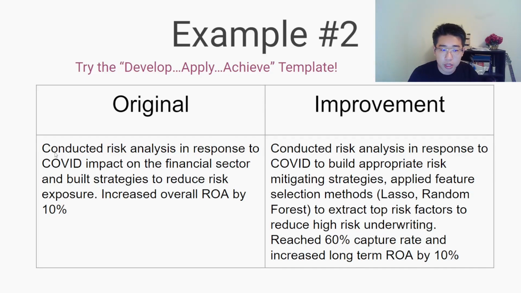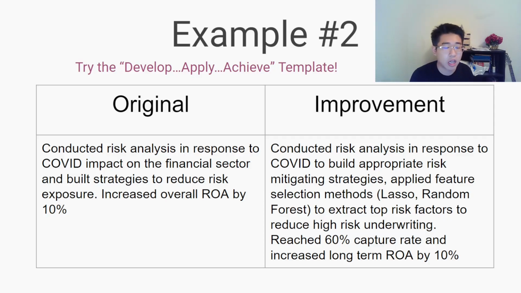So the original one is: conducted risk analysis in response to COVID impact on the financial sector and build strategies to reduce risk exposure, increased overall ROA by 10%. Again, this sounds pretty great. It sounds like it's a fintech company or bank, and then you're looking to reduce some risk exposures that you have. But again, it doesn't really sound specific, right? It's not specific at all.